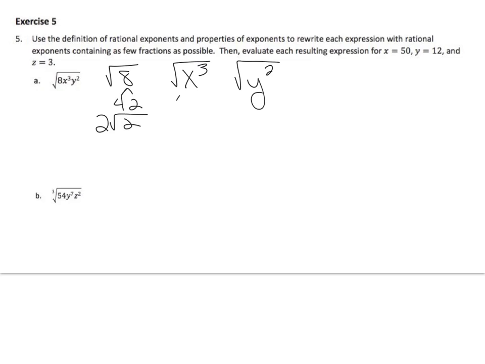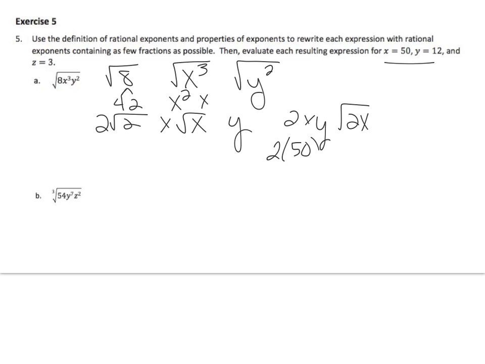For this next one, x squared is a perfect square. X is not. X squared comes out of the radical and becomes an x. X stays under there. Y squared is a perfect square. It becomes a y. And then I collect like terms. 2xy square root of 2x.